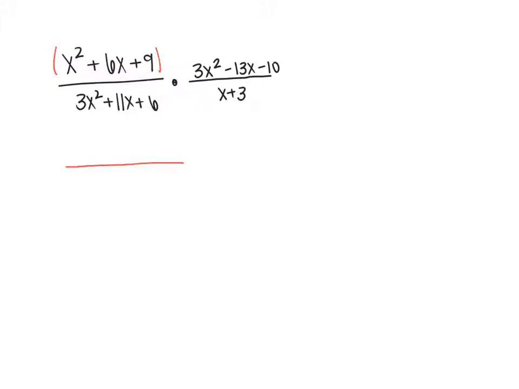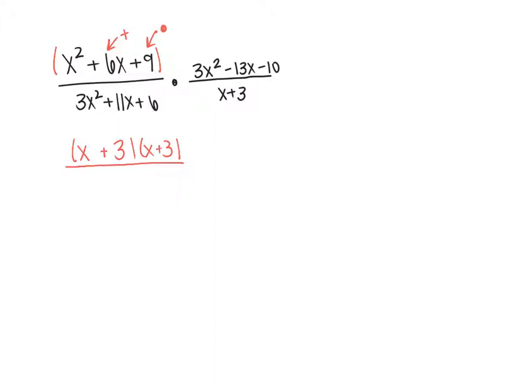I'm going to go straight to my parentheses because it doesn't have an a. It doesn't have a number in front. So I'll have x and x. I need two numbers that will multiply to 9 and add to 6. Well, those two numbers will be 3 and 3. So I have x plus 3, x plus 3. If you want to write it as x plus 3 all squared, that's fine.